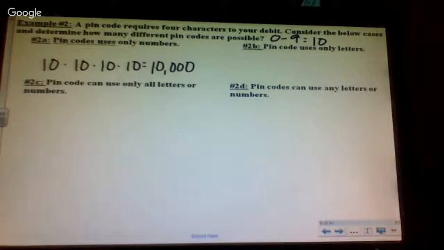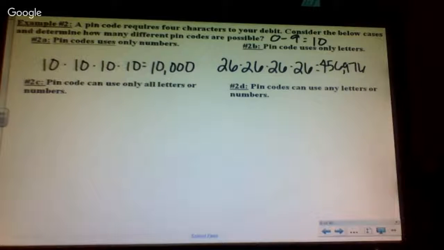Okay. Pin codes that use only letters. Think about how many letters are in the alphabet. 26. Okay. So I've got 26 options. Is it saying that I can't reuse it? No. So my pin could be AAA. So 26 options. 26, 26, 26. 456,976. They get more unique if you throw in letters.